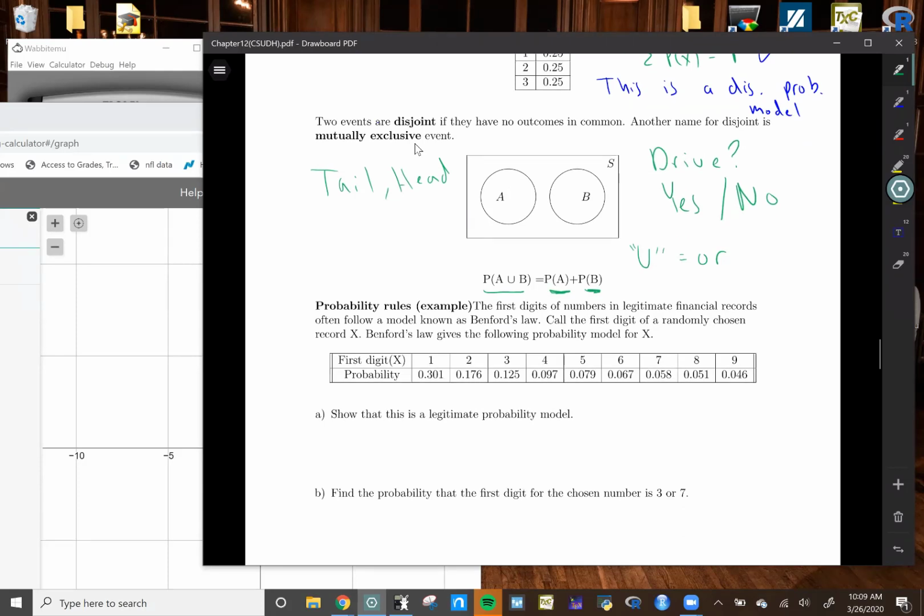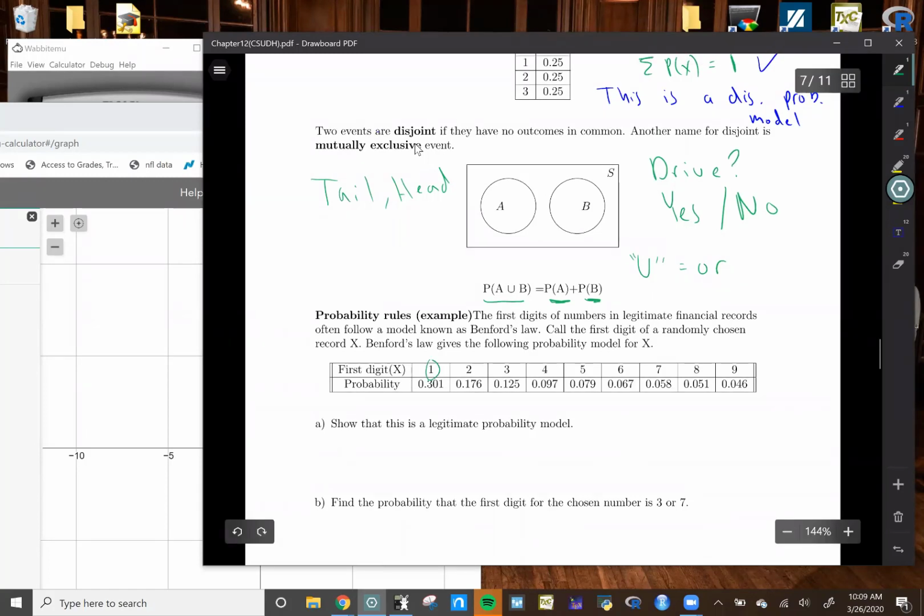So this one says the first digit of a number in legitimate financial records often follows a model known as Benford's law. Call the first digit of the randomly chosen record X. Benford's law gives the following probability model for X. For this one, it's telling us the first digit could be 1, the first digit could be 2, the first digit could be 3, and so on and so forth. If you look at this, this is a disjoint event because it's not possible for the first digit to be a 1 and a 3. It's either going to be 1 or it'll be a different number. So it's a disjoint event.